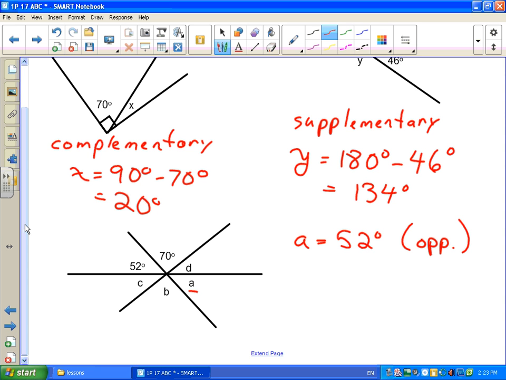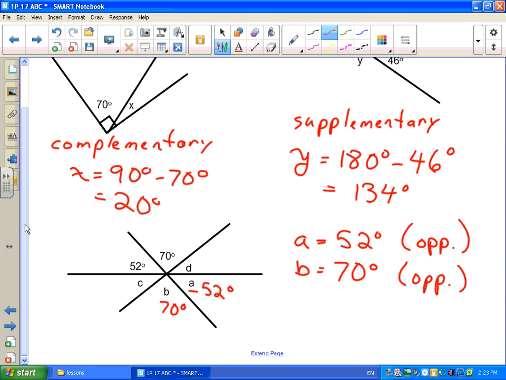Is there another angle we can get the measure of using this opposite angle? Which one is 70? Yeah. B has to be 70 degrees, again, because it's opposite to this angle right here. So we've got A and we've got B, and a lot of times it's helpful once you find one angle to label it on the diagram. So I'll put the 52 and the 70 in there.